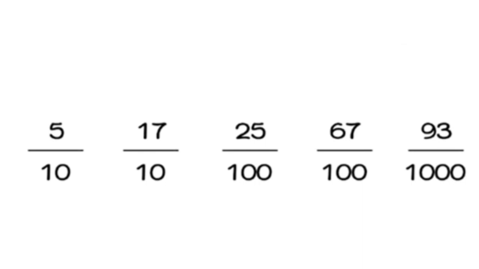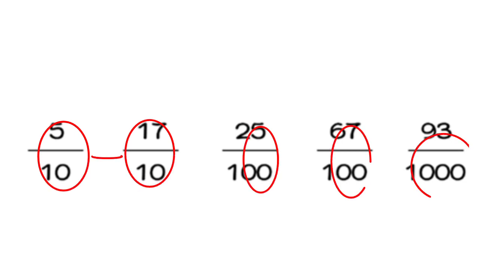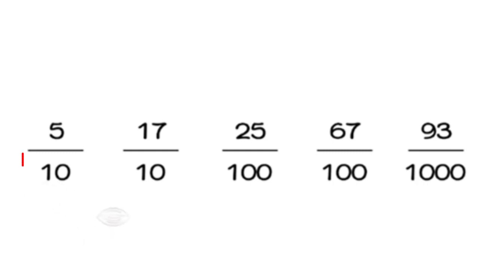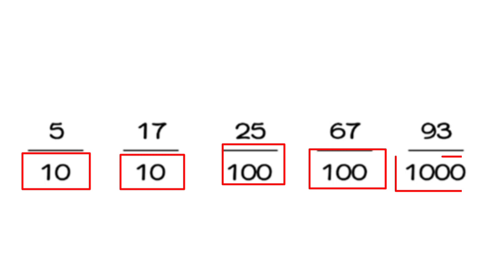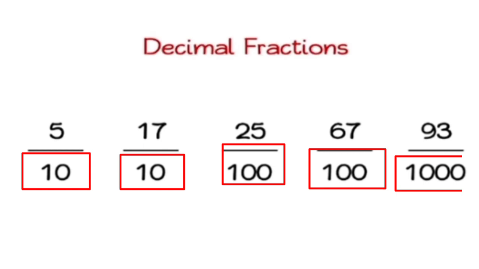See, there are some fractions: 5 by 10, 17 by 10, 25 by 100, 67 by 100 and 93 by 1000. There is a relation. All the denominators are 10, 100, 1000. This type of fraction we may tell is a decimal fraction.